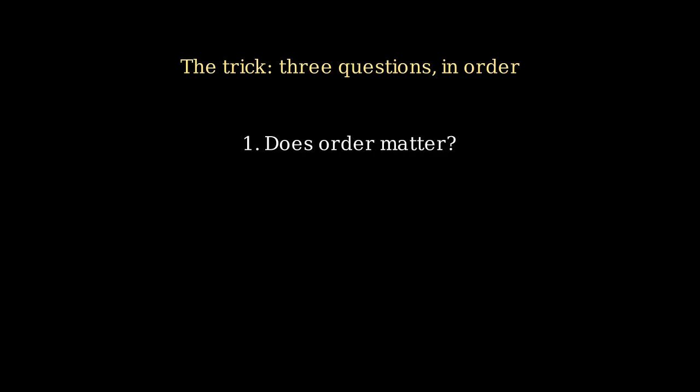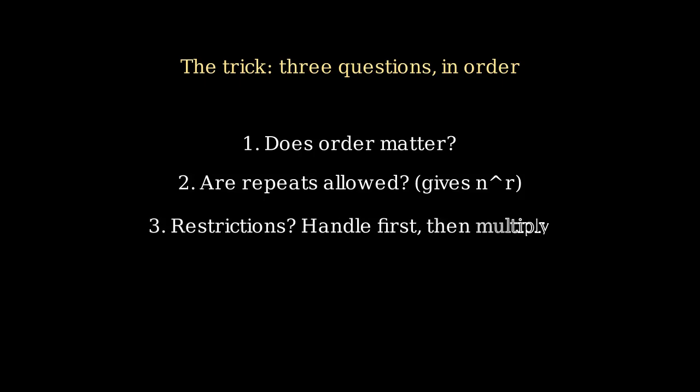Here's the trick. Run through 3 questions in order every time you face a counting problem. Question 1. Does order matter? If yes, it's a permutation. If no, a combination. Question 2. Are repeats allowed? This changes the formula entirely. Arrangements with repetition allowed come out to n to the power r, a completely different formula from P of n, r.